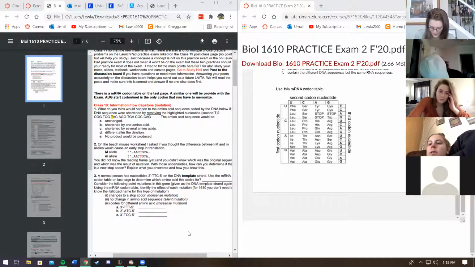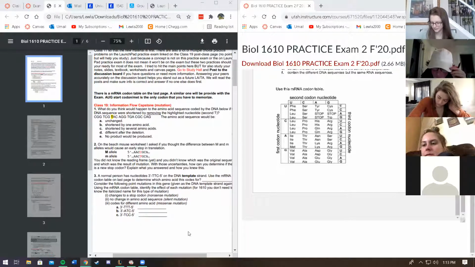For this one, aren't we supposed to be putting down what kind of mutation it was? Yeah, oh shoot, you're right. And for A, wouldn't it be AAA? I'm kind of confused on this one, honestly, because we have the DNA template strand, but then we have to change it.